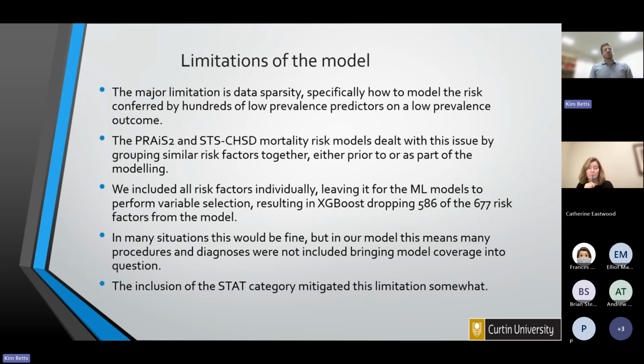This was mitigated somewhat by including the STAT categories. So every patient has a STAT category, and that's informed by the procedure that they've had. So there is information on every procedure in there, just grouped like the PRAISE and the STS-CHSD had to do. And the idea was the STAT category will obviously confer some risk, and it did. It appears, it has a SHAP value, so it was included in the model. And then we left it up to the model to decide if procedures within those STAT categories conferred a greater or lesser risk compared to the STAT category.